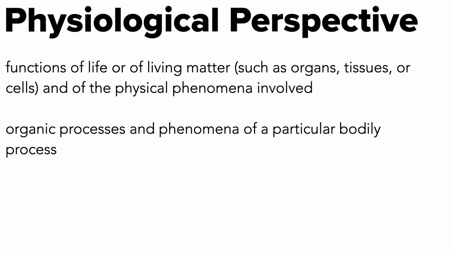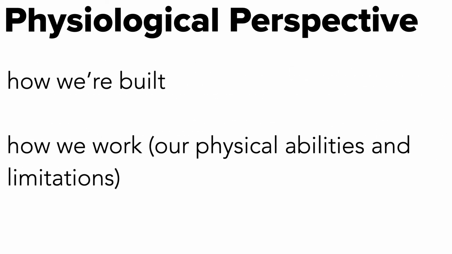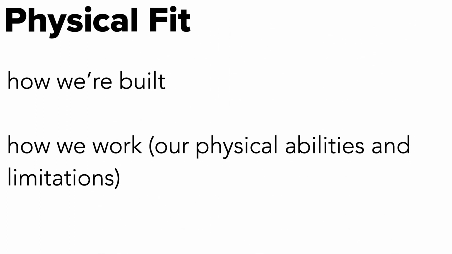And here, from our dictionary definition, we've really now broken this down into two themes that we can further simplify. That is, how we're built as human organisms and how that build functions, which includes our physical abilities and limitations. Remember, our definition covered organic processes and phenomenon of particular bodily processes. So, in other words, how we're built and how we work. So, physical fit as a physiological perspective directly speaks to these two ideas.